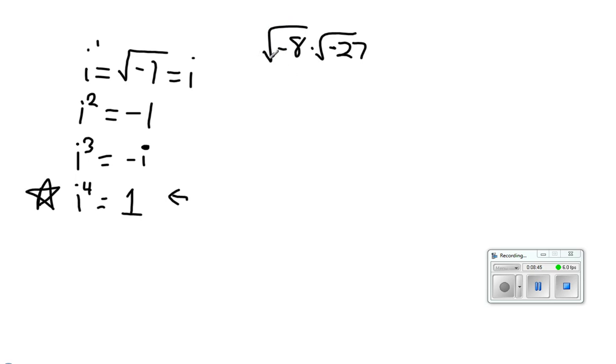So if we take -8, we can say that's i times what? No, we're just looking at 8. Factor 8. It's gonna be 2 and, 2 times what number is 8? 2 times 4. Good. So we have i times square root of 4 times square root of 2.